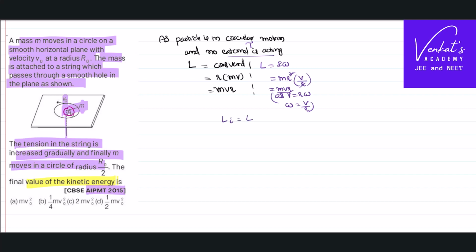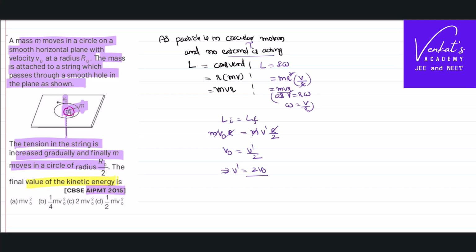L initial equals L final. L initial is m v0 rotating in a radius r. L final is m, which is the same, but v would be different because it is rotating in a different circle of radius r by 2. So m and r can be cancelled. v0 equals v dash by 2. That implies the new velocity equals 2v0. We got the new velocity.